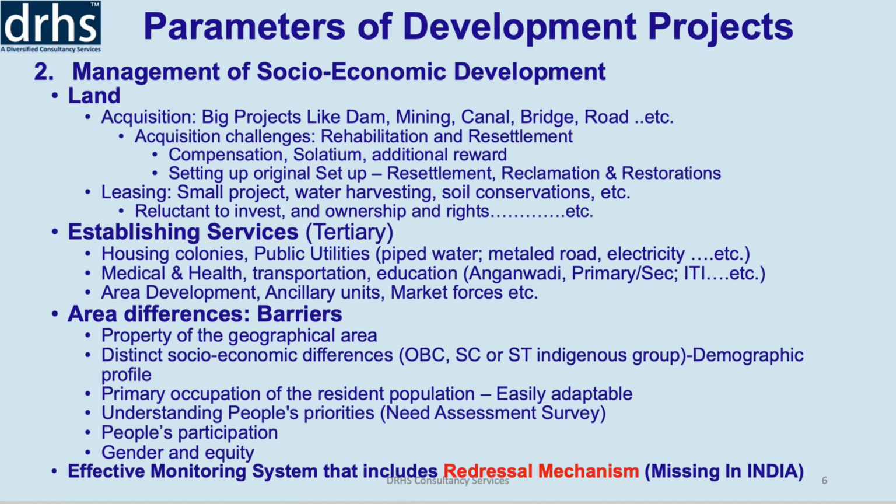It involves understanding people's priorities through a need assessment survey, ensuring their participation, and considering vital indicators, gender, and equity. These aspects are typically covered in Chapter 3 of the Environmental Impact Assessment Report, where I describe the socio-economic profile using a set of indicators.